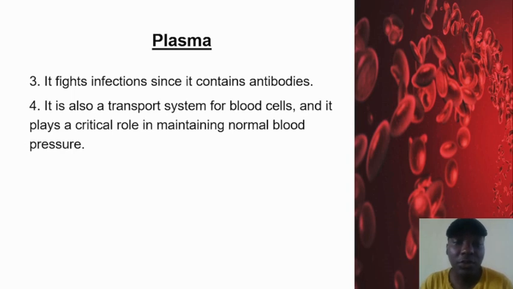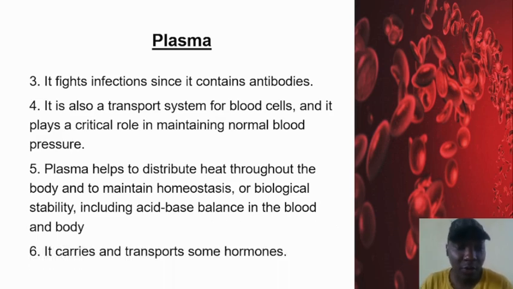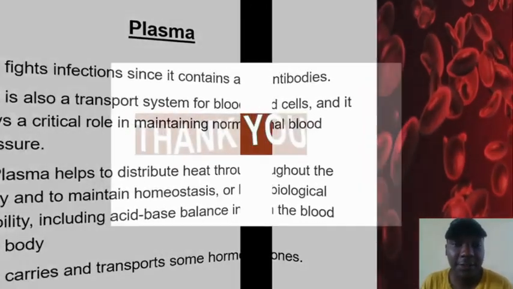Then also, it is a kind of transport system for blood cells, and it plays a crucial role in maintaining normal blood pressure. So that's the other use. The plasma also helps to distribute heat throughout the body and to maintain homeostasis, that is maintaining the normal body conditions or biological stability, including the acid-base balance in the blood and the body. So that's the other use of the plasma. Also, it carries and transports some hormones to respective areas.